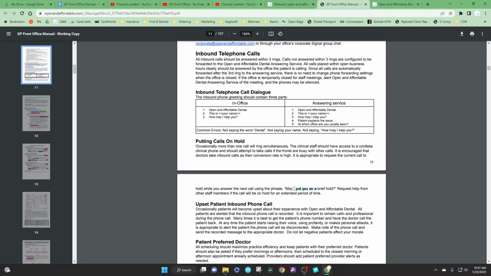And don't let that negative patient affect your morale or the rest of your day. We are unfortunately a dental hospital and patients are in pain, so having patients a little bit upset unfortunately is part of the job.